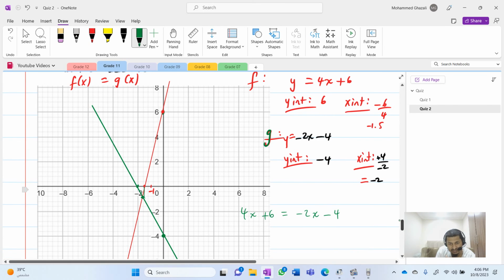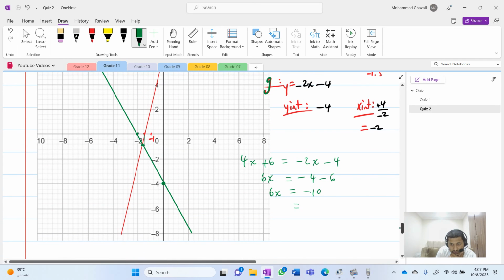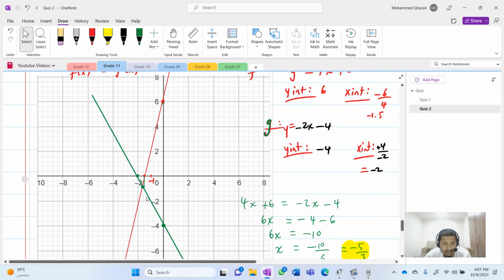If we take this negative 2x over, we will get 6x is equal to negative 4 minus 6. So we will get 6x is equal to negative 10. So we should get x is equal to negative 10 over 6, which is equal to negative 5 over 3. In this case, it's good to find the solution using algebra and then using graphs.